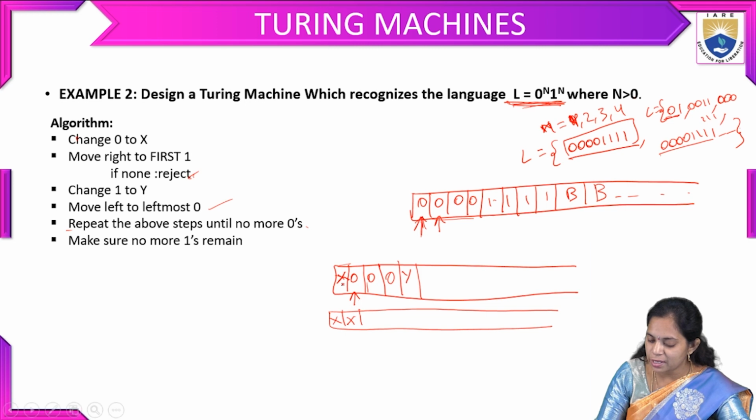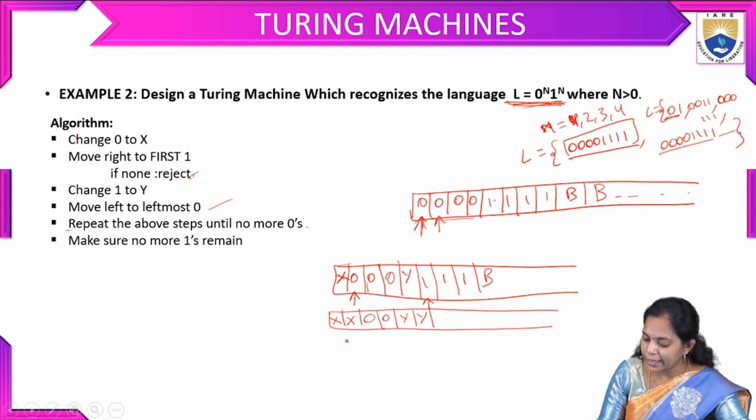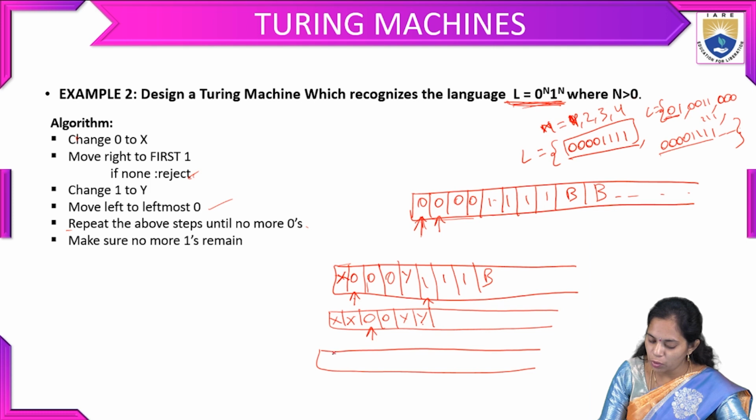So X is replaced, and however many zeros are there, we have to skip those zeros until we find one more 1. So here the 1 is moved, and this header is moved to this one. So here the 1 is replaced with Y. And again we have to move to the leftmost 0, which is replaced with X.